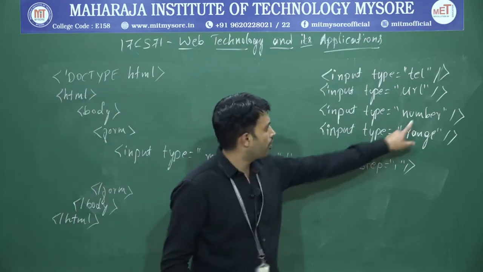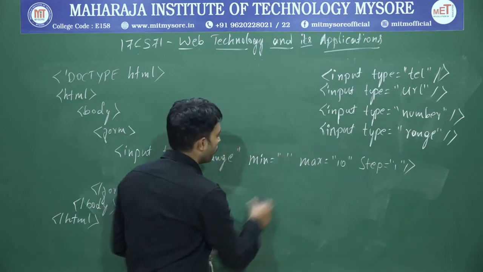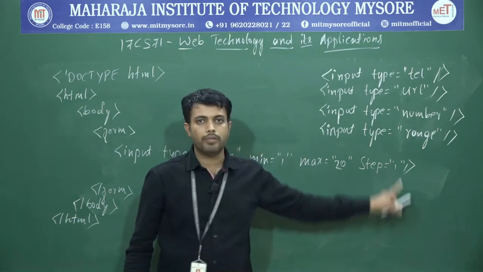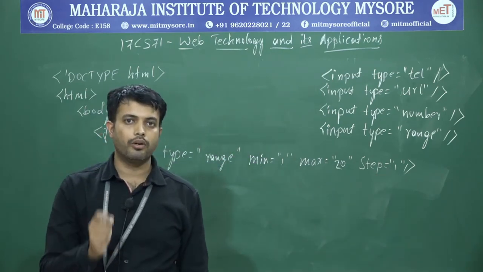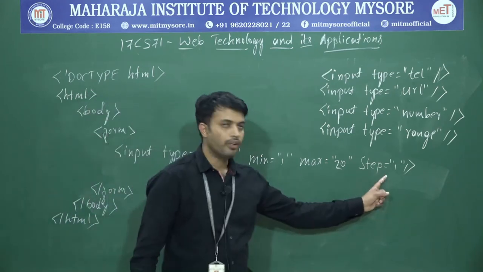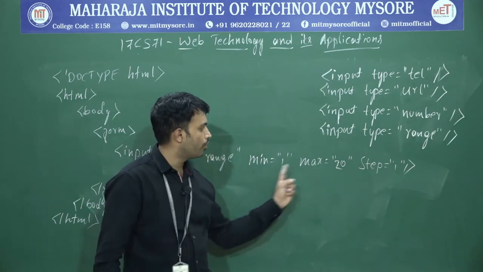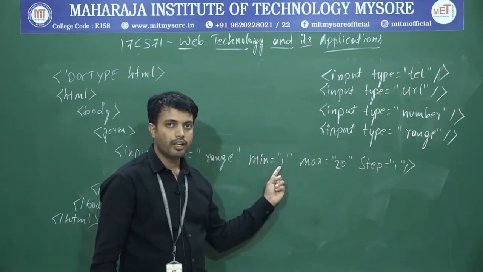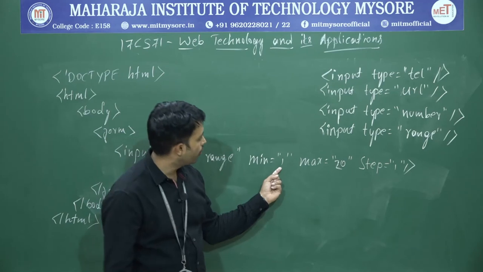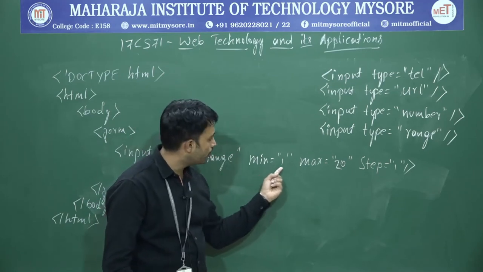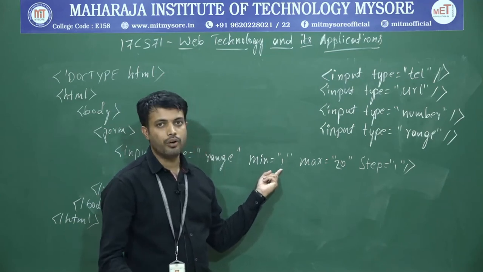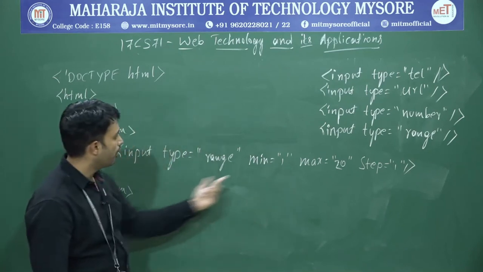Same for number also. We can write from 1 to 20, and step equal to 1. That means each time you press the up and down arrow key, the count will be increased by 1. That is step. So from where to where can you increase? From 1 to 20. When the value is 1 and you try to decrease it, it won't work, because the minimum value is 1 itself. We can't decrease to 0 or a minus value. So that is the min and max value.